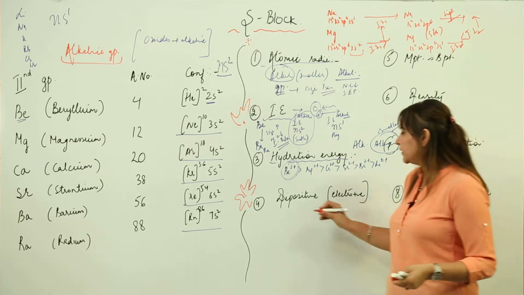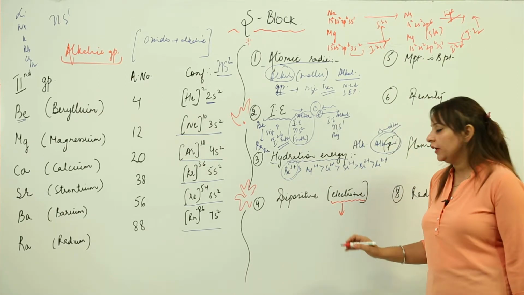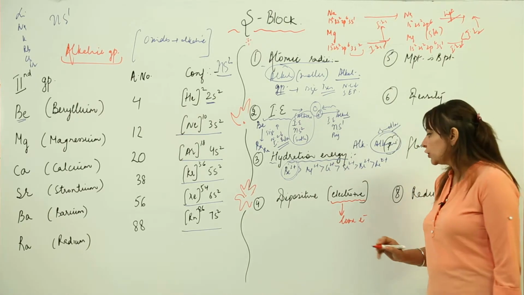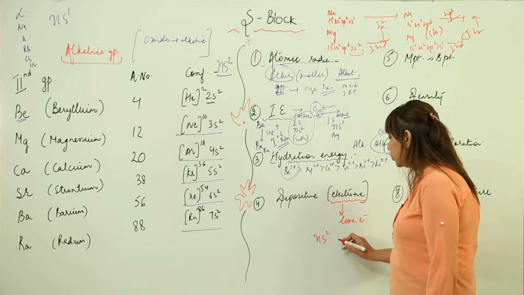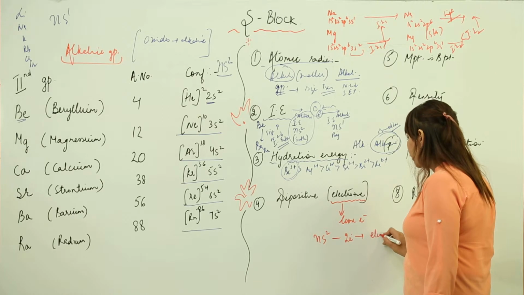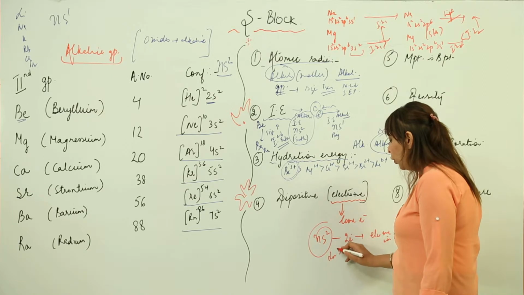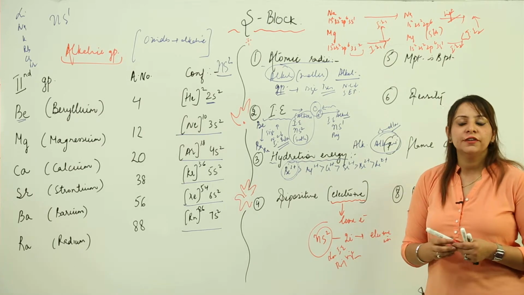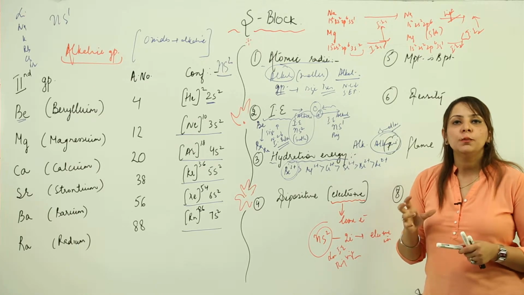The next property we have is the electropositive character. What is that? We know that electropositive character means the tendency to lose electrons. It is a metal and it has the configuration ns2. So they have a tendency to lose electrons and form electropositive ions. Moreover, the reason behind this is that they have low ionization energy and big size. So they will lose electrons, they have a tendency to lose electrons, and after that they will form electropositive ions.